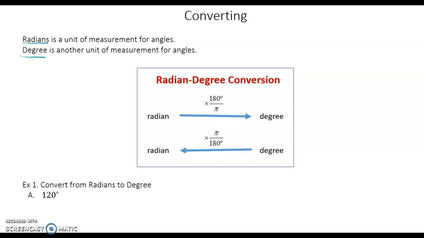heat. So in order to go from radians to degrees, you're going to want to multiply by 180 degrees over pi. And if you want to go from degrees to radians, you're going to want to multiply by pi over 180 degrees. So you are going to want to memorize those conversions.